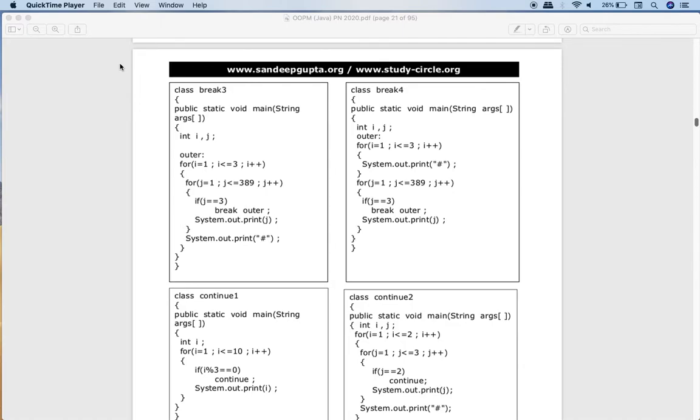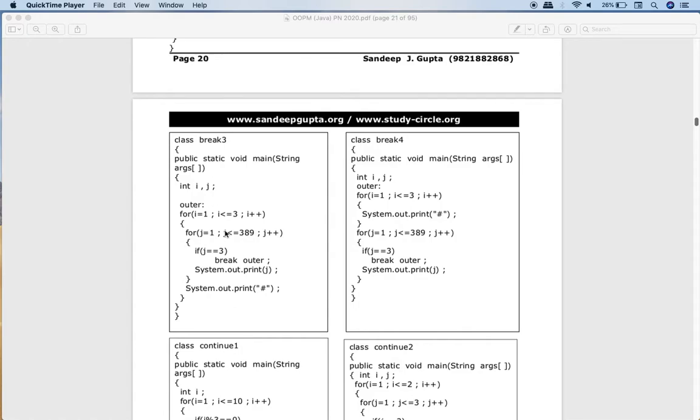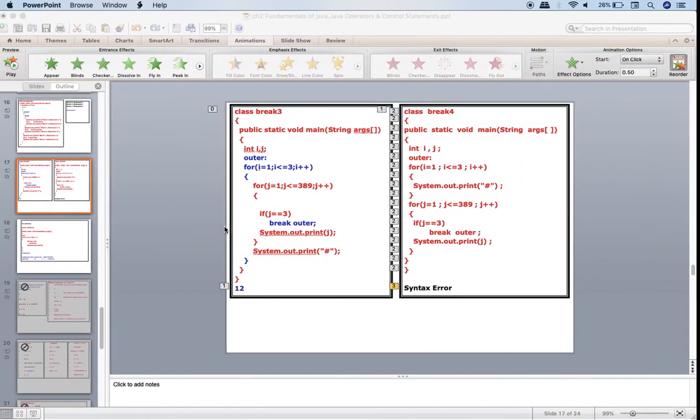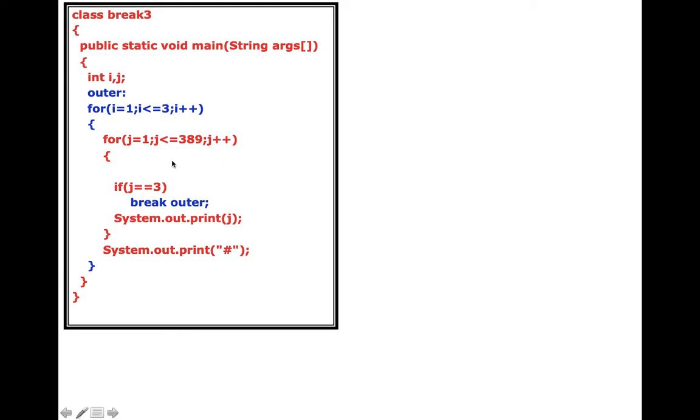After having understood labeled break, now let's take one more problem to understand this better. So this is the class break 3 in which we are using the concept of labeled break. Now what I want is, pause the video and go through this class break 3. Either you can refer to your printed notes, or if you want to understand with colors, look over here. Come on, pause the video and go through this entire class.